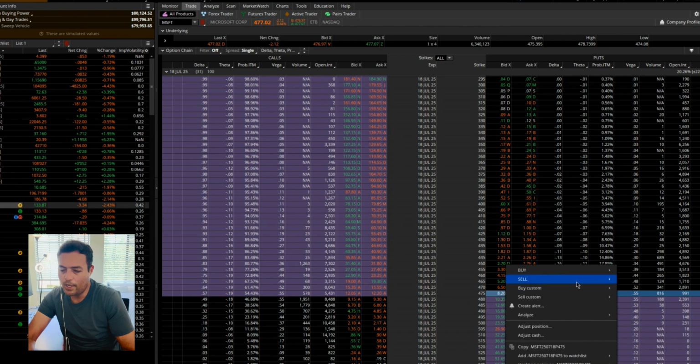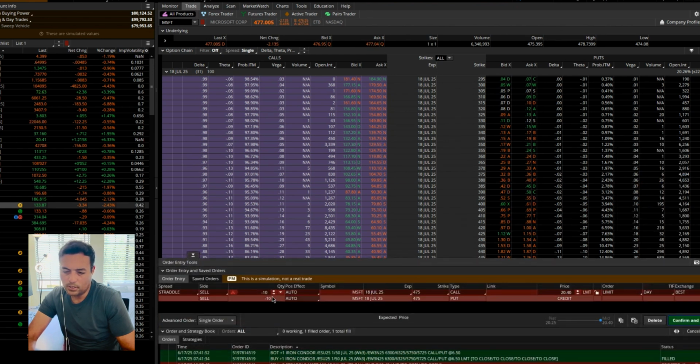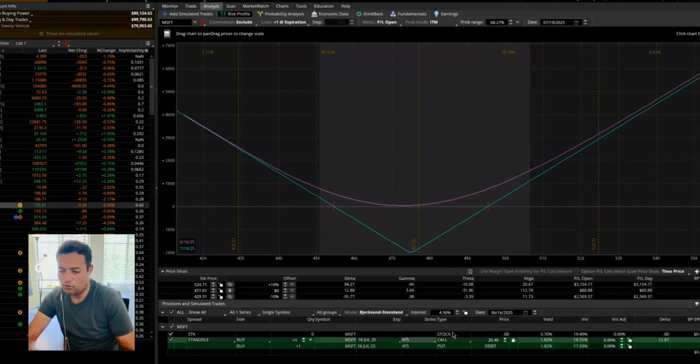Now, I've shown you the short straddle. Now let's go and look at the long straddle, right? It's the same trade, and instead of selling, I'm going to buy this. So you'll see the exact opposite of it. Analyze this trade. Same thing, exactly the same thing.